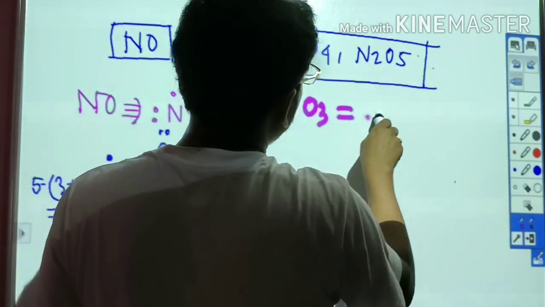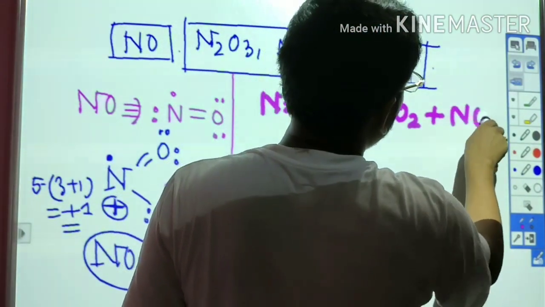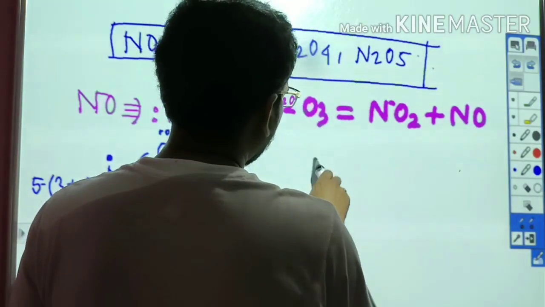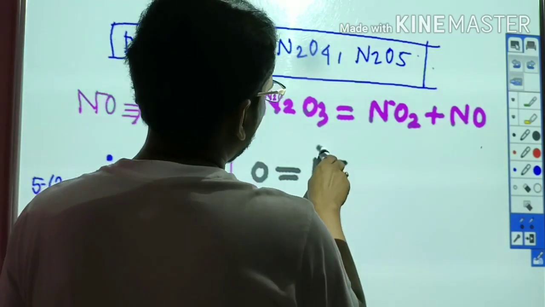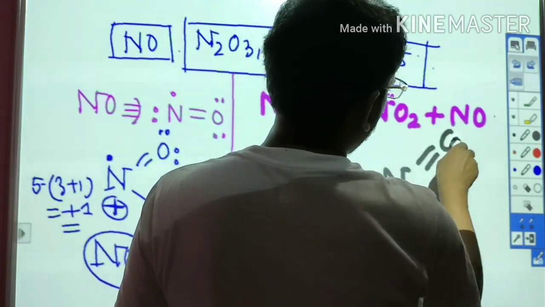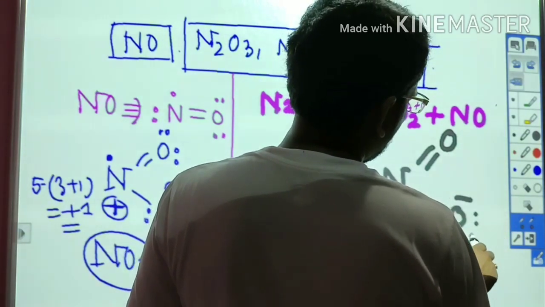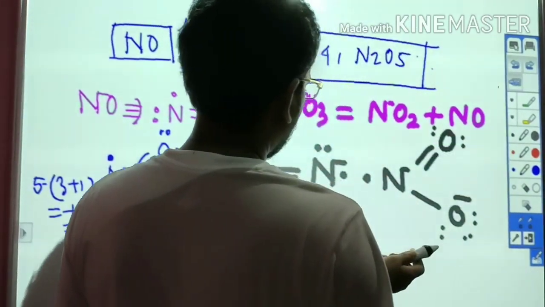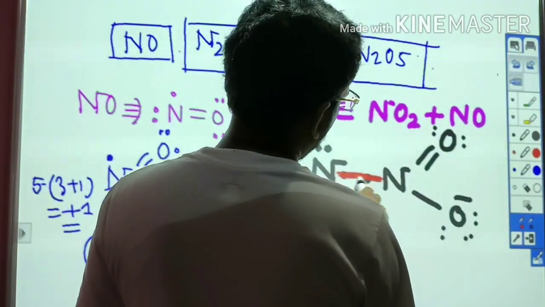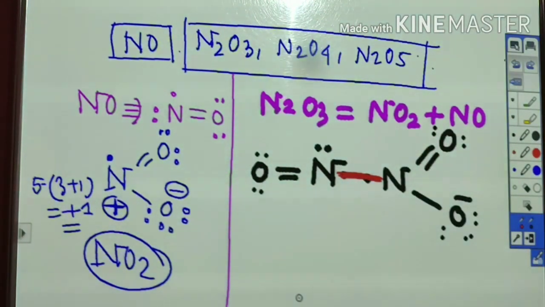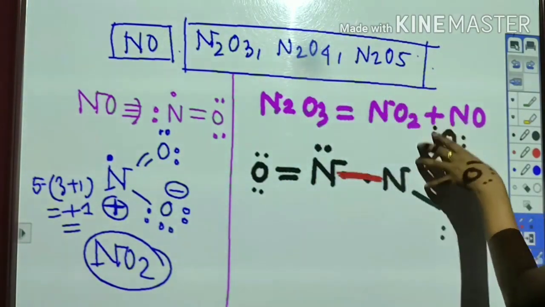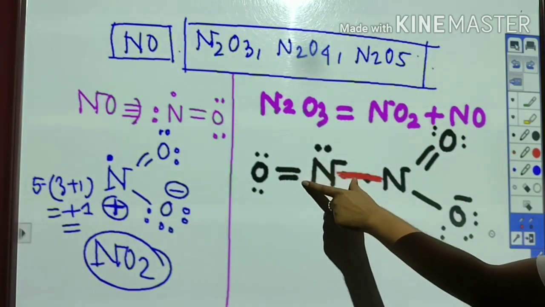I can think of N2O3 as NO2 plus NO. So write NO: N double bonded O, and one unpaired electron on N. NO2: N with an unpaired electron, double bonded O and single bonded O. Now you just connect this bond. This unpaired electron and this unpaired electron form a single bond. This is the structure for N2O3. Very simple. N2O3 is basically NO2 plus NO, and then you get the structure.